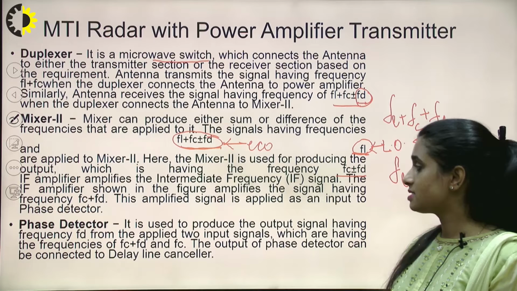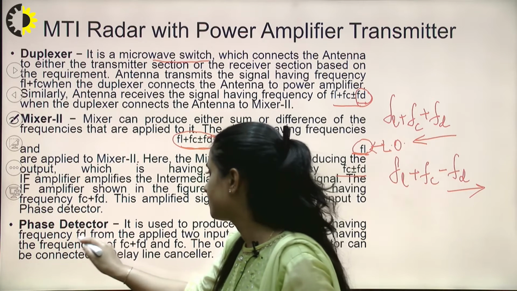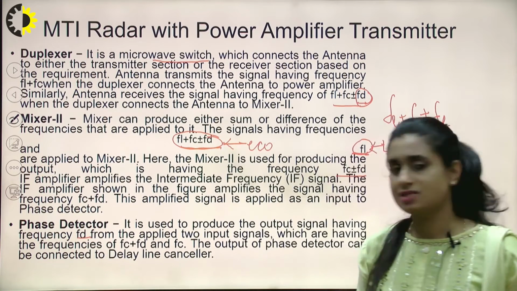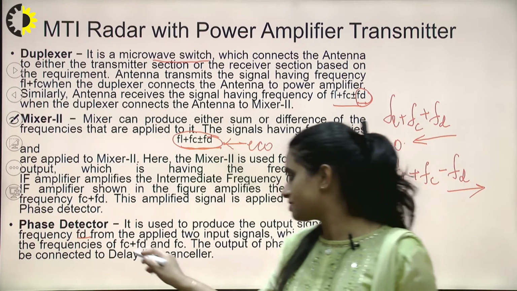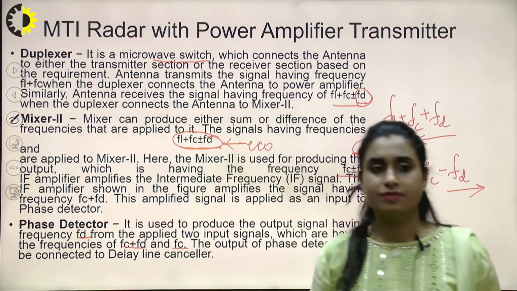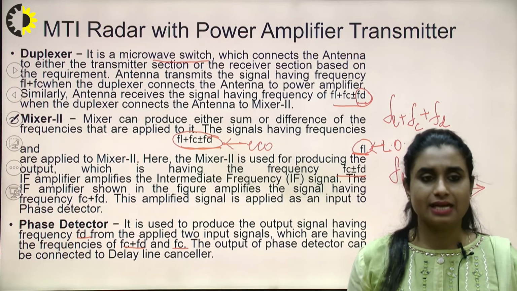What is the role of the phase detector? It is used to produce the output signal having frequency FD from the two applied input signals, which have the frequencies FC plus FD and FC. These are the frequencies. The output of the phase detector can be connected to the delay line canceller now.